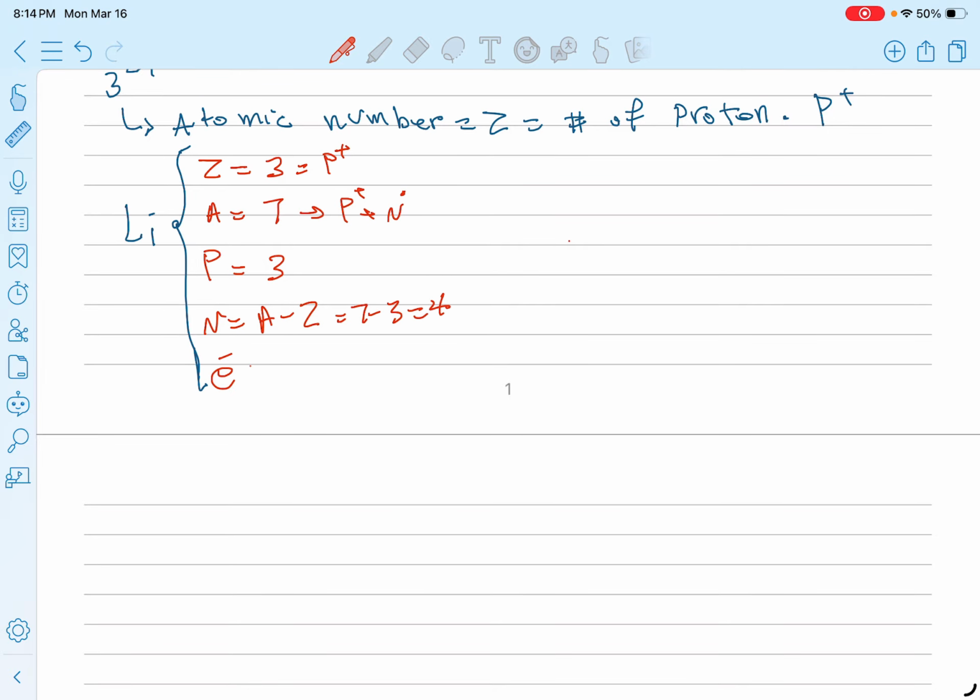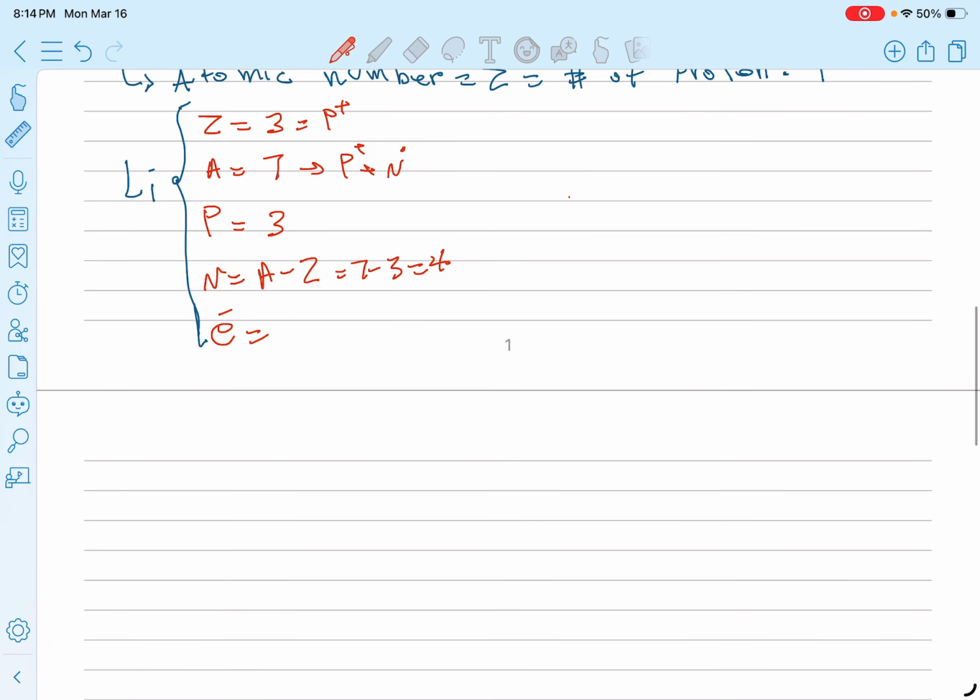What about the number of electrons? Because lithium is neutral, there is no charge on top of the lithium. So the number of protons, which is positive, and the number of electrons, which is negative, should be the same. In any neutral atom, the number of protons and electrons are the same, because the positive charge of protons should equal the negative charge of electrons.